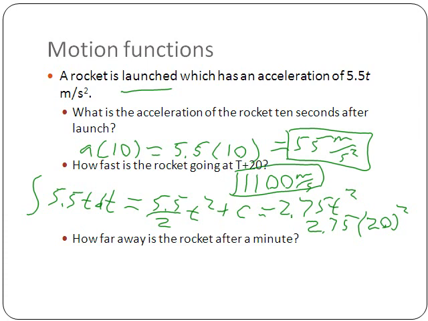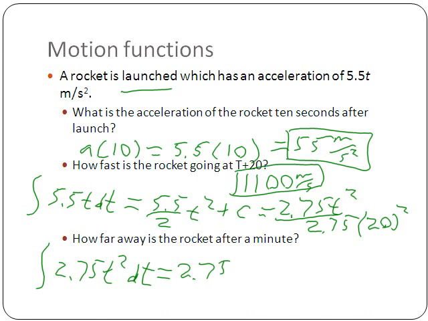Next question: how far away is the rocket after a minute? How far is a distance question? And so to find a distance, I've got to integrate my last one here. I end up at 2.75t squared as my velocity function. And so if I want to find my distance, I've got to integrate that. So 2.75t squared dt.